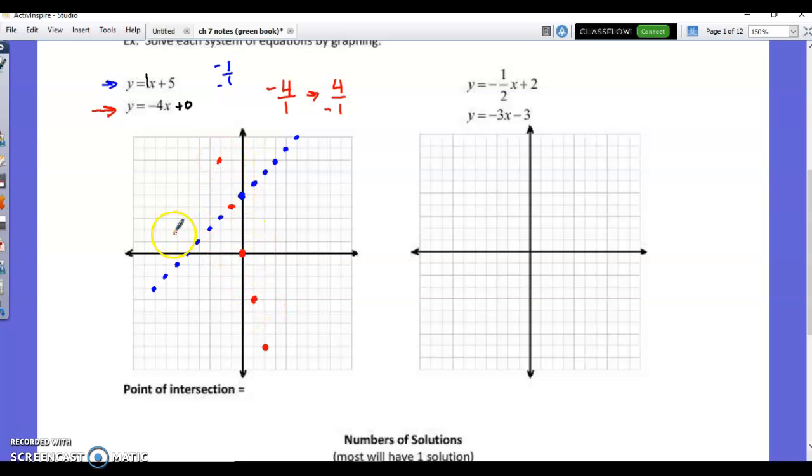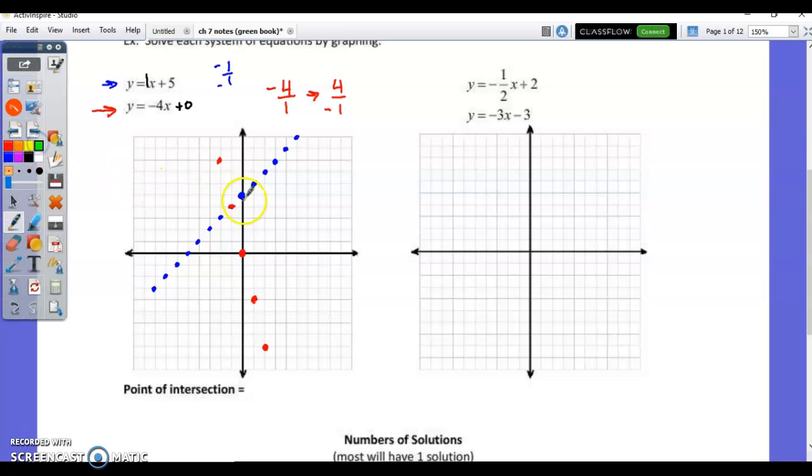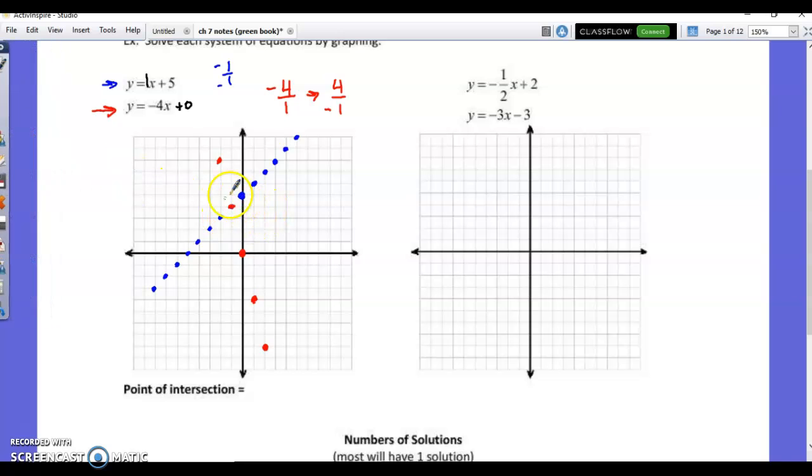So we can see right now that where the lines meet is right here. This is an ordered pair. On my x value, I'm at negative 1, so negative 1 for my x. And my y value would be 1, 2, 3, 4. 4 for my y. So that is my one ordered pair that makes that true.